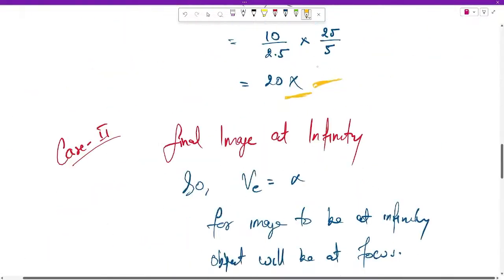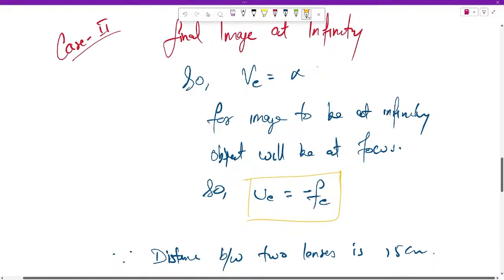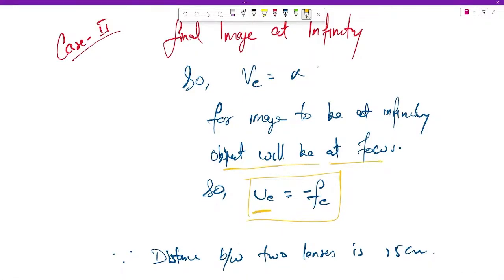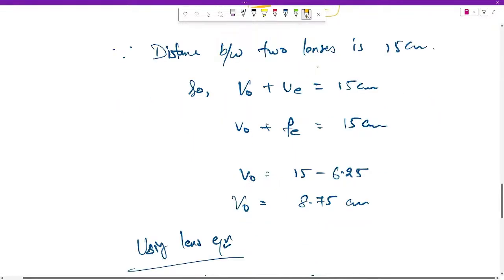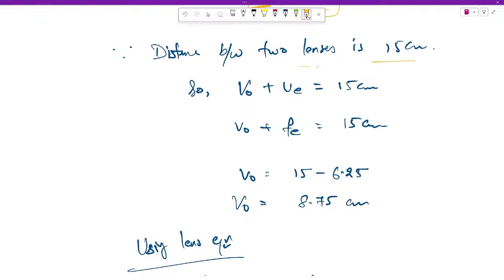So we know for image to form at infinity, the object will be placed at the focus. So UE, that is object for the eyepiece, is going to be minus Fe, and we have been given the value of Fe, that is 6.25 centimeter. Focal length of the eyepiece, that is 6.25 centimeter. So let us find out the distance of VO. Distance between the two lenses is 15 centimeter.